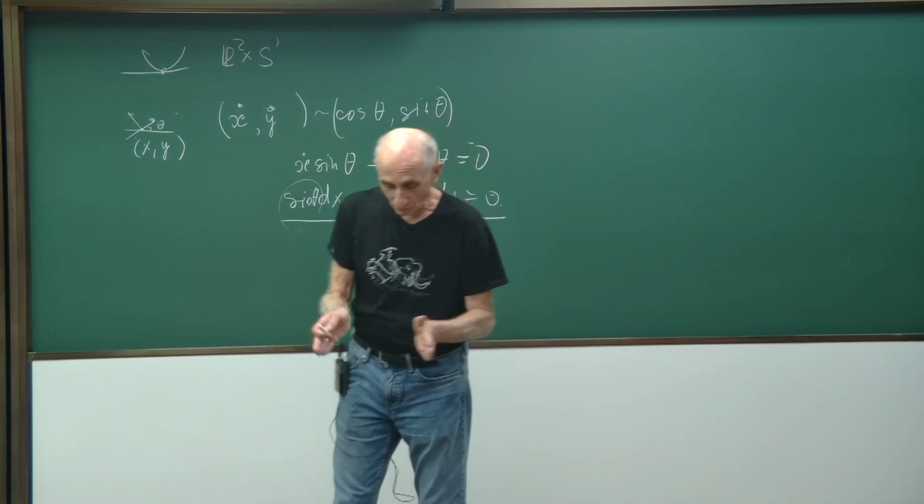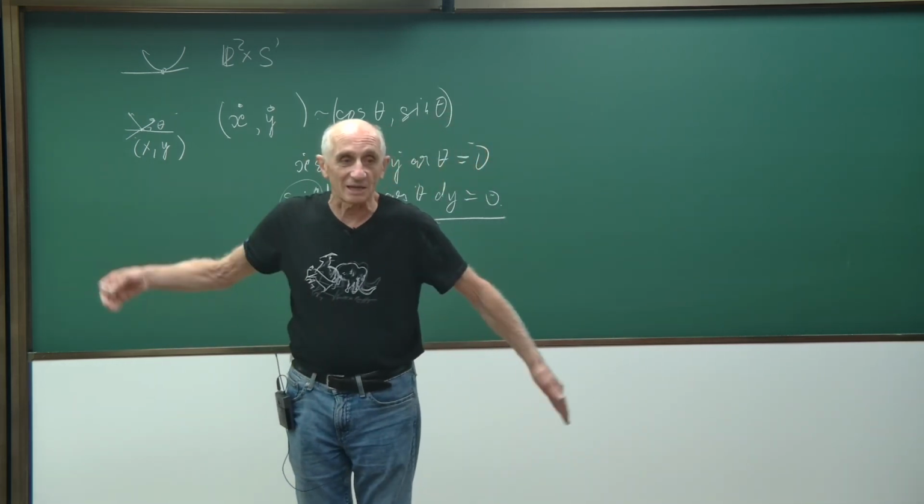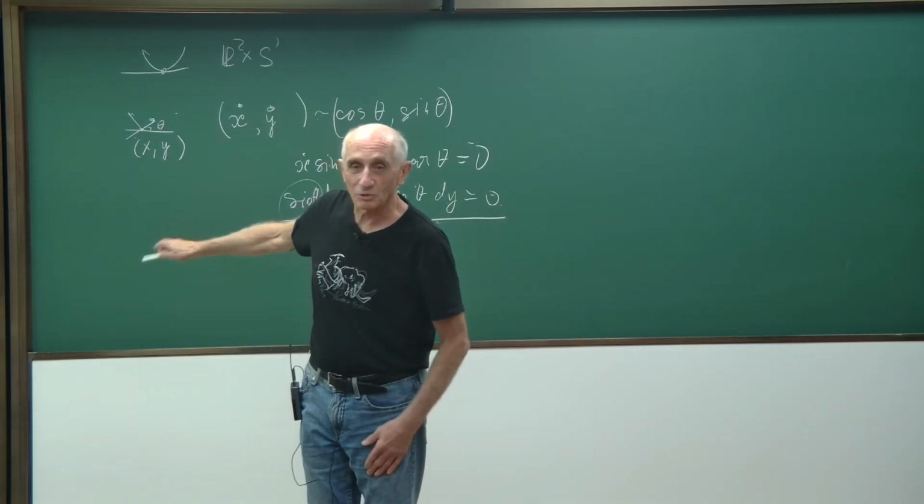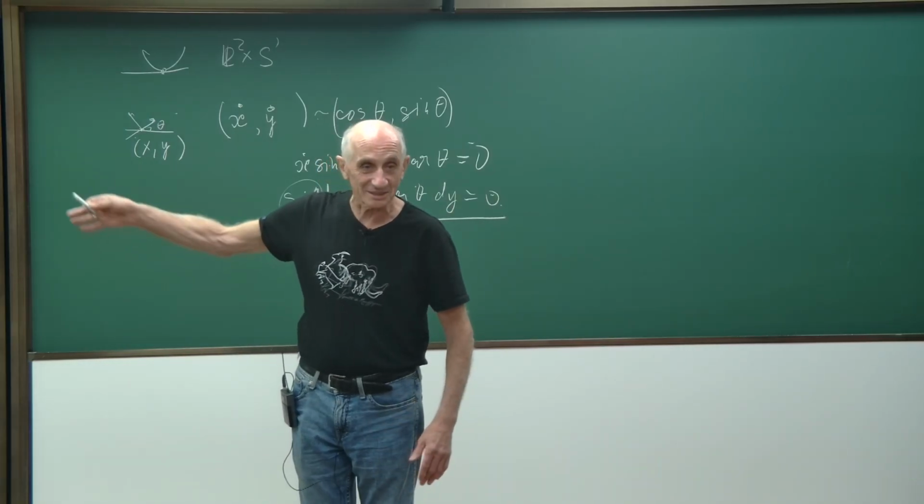So I'm saying that a contact structure arises naturally as what is called a mechanically non-holonomic constraint.